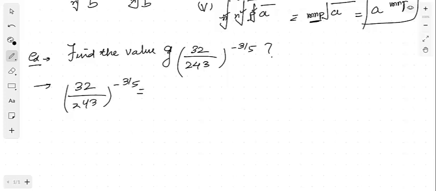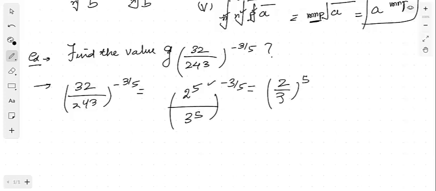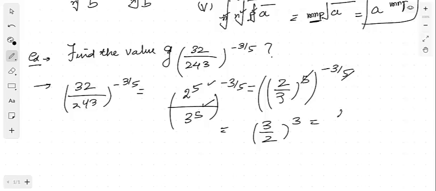How can you solve? 32 upon 243 to the power minus 3 by 5. You can write 32 as 2 to the power 5, right? 2 to the power 5 is 32, and 243 you can write as 3 to the power 5, and to the whole it is given minus 3 by 5. So 2 by 3 to the power 5, this 5 is common, to the whole power minus 3 by 5. This 5 will get cancelled out, so you will be getting 3 by 2 to the power 3. I have just reversed this to remove the minus sign. So your answer will be 3 to the power 3, which is 27, and 2 to the power 3, which will be 8. This is your final answer.